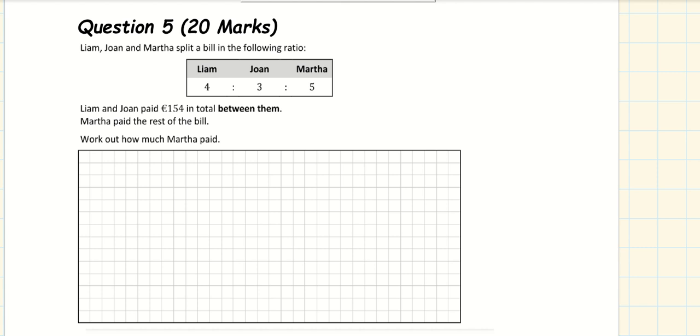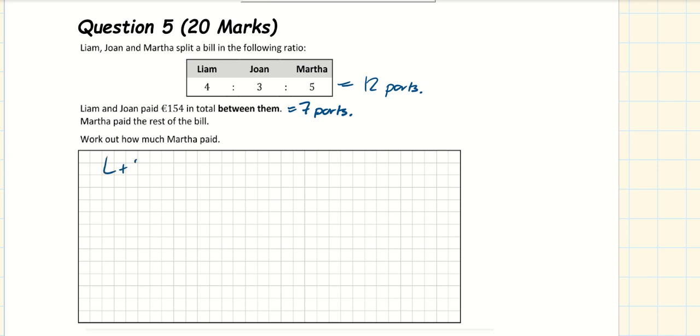Okay, question 5 now. We have Liam, Joan and Martha splitting a bill in the following ratio, 4 is to 3 is to 5. So in total, that's 12 parts. Okay, but Liam and Joan paid 154 between them. So that actually means we only need to think about 7 parts here for the ratio. And Martha paid the rest.